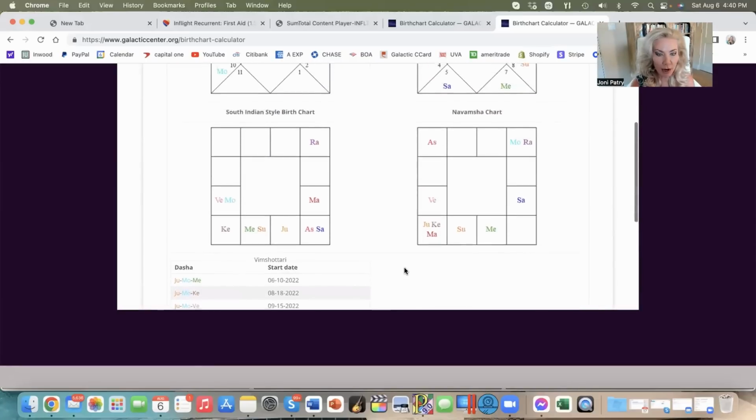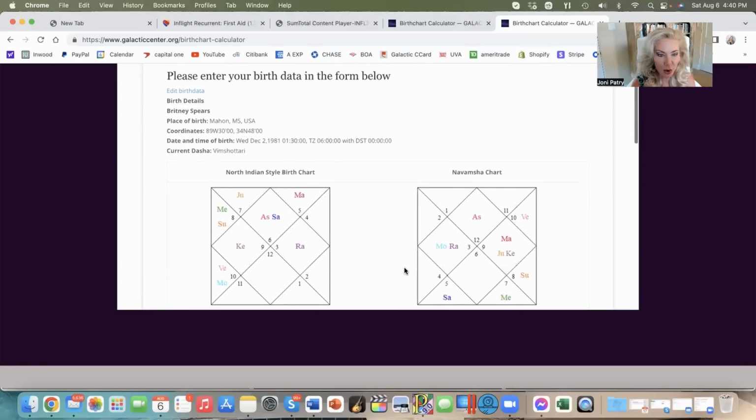What is the format of the South or the North Indian style chart? Especially if you're coming from Western astrology, this is totally, totally different and seems very foreign. But you know what? The more you use it, the more you get used to it, the more you get comfortable with it, and the more you'll like it. You'll see what I mean.